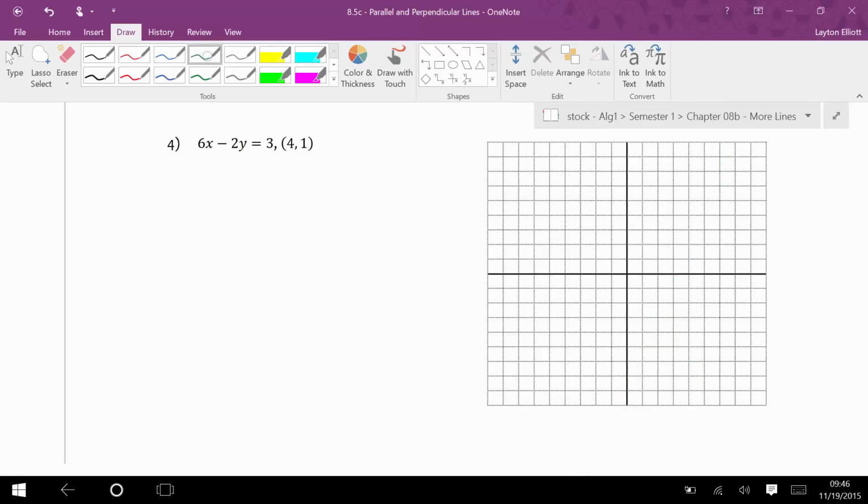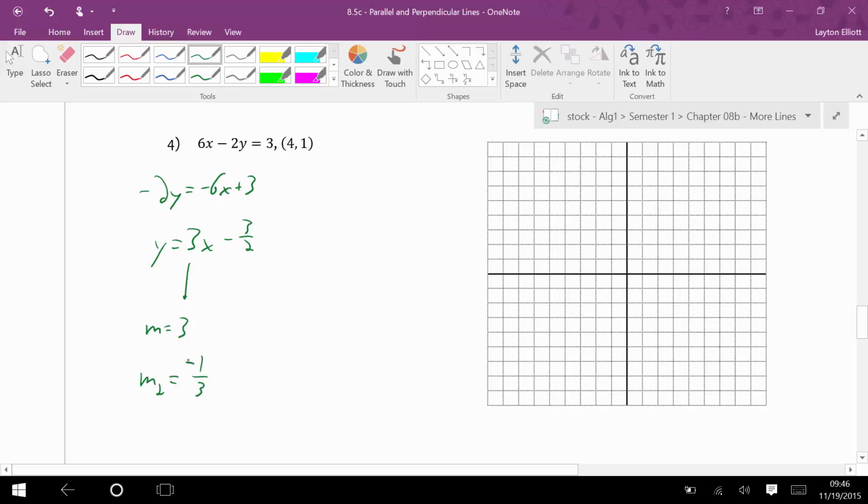In this next one, I'm going to take this equation and solve it for y. So I'm going to subtract 6x from both sides. Then I'm going to divide by negative 2. So I get y is equal to 3x minus 3/2. And I'm going to steal the slope. This slope is 3. The reciprocal of 3 is 1/3, and I need to change the sign, negative 1/3. That is my perpendicular slope, and that's the one I'm going to steal along with this point.